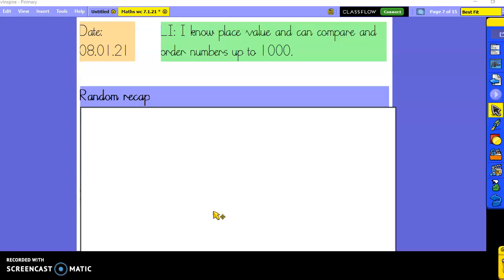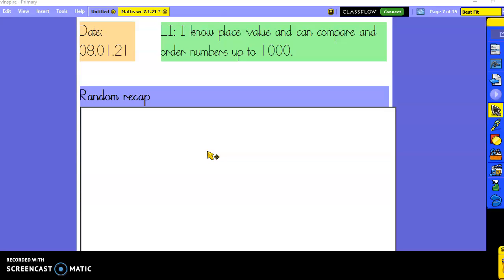I want to say well done to each and every one of you that took part in your LBQ sessions over the course of yesterday. You did a fantastic job, working really hard on those place value challenges. And we're going to be doing some more LBQ tasks today after we've done our introduction into maths.